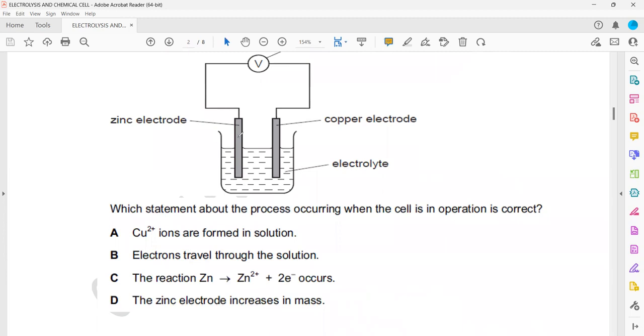So what will happen is that zinc atoms will go into the solution as zinc ions. So zinc atoms turn into zinc ions. Because zinc is more reactive, it will have a greater tendency to lose electrons. As a result, the zinc atom will turn into a zinc ion by loss of two electrons. And these electrons will travel from the zinc electrode towards the copper electrode.